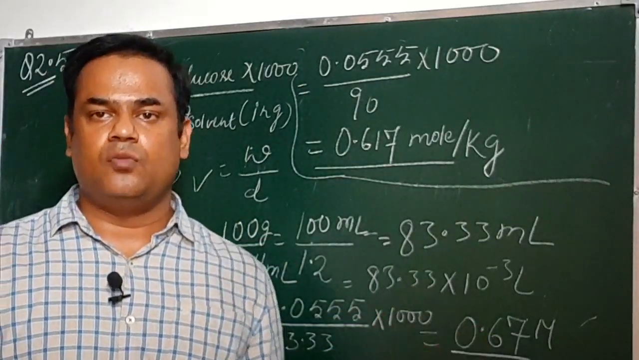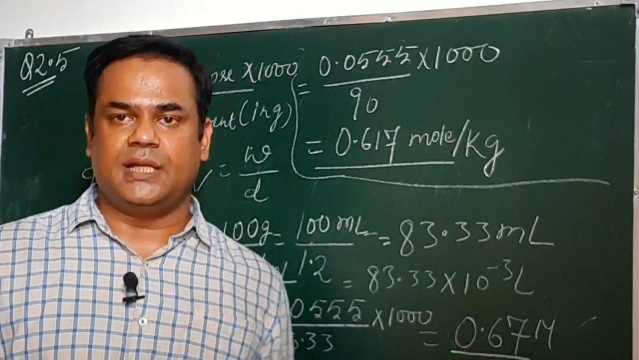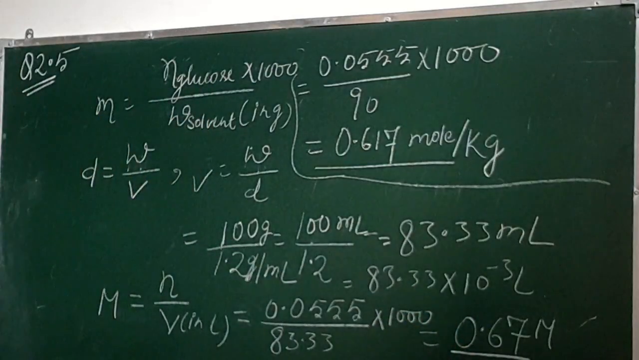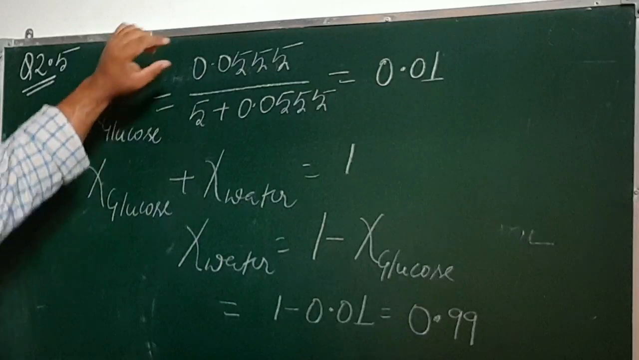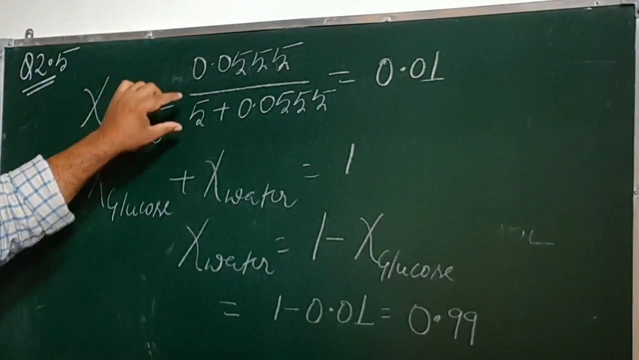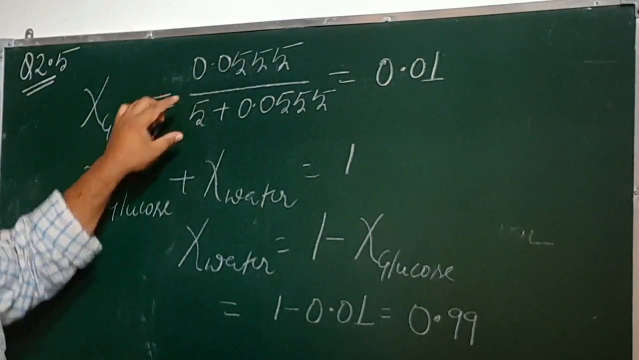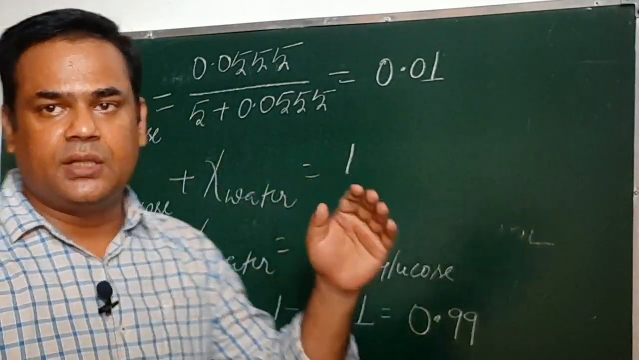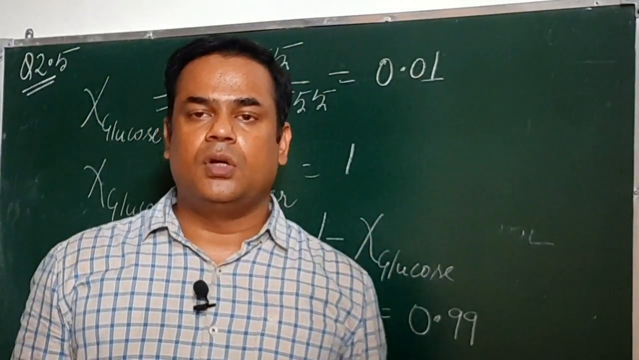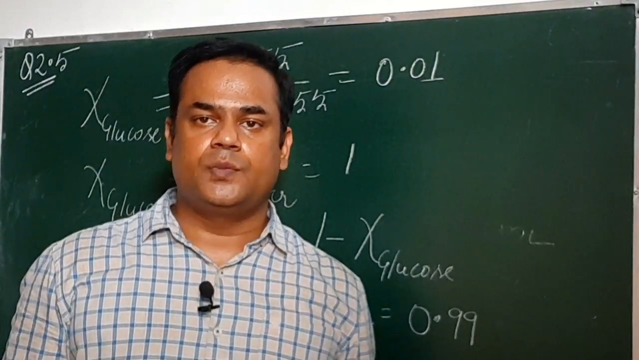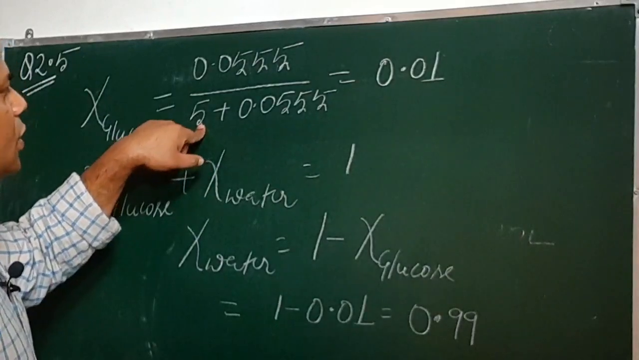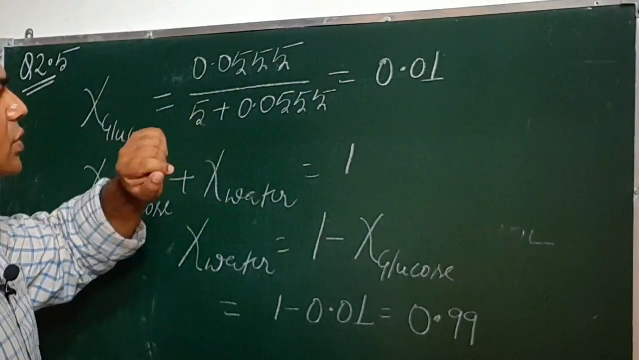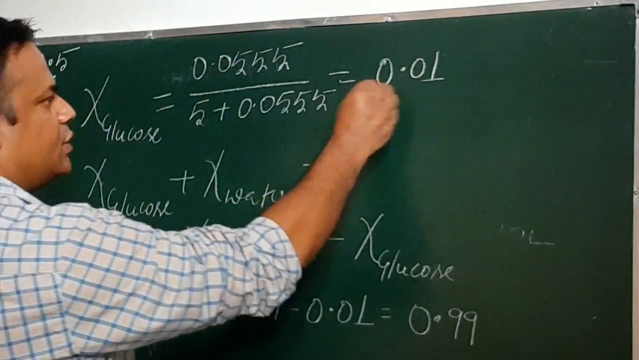Now we will calculate mole fraction of glucose as well as water. Mole fraction of glucose will be equal to number of moles of glucose divided by total moles of solution. We all know that we have prepared solution by mixing glucose and water. So total moles of solution will be moles of glucose plus moles of water. On solving we will get 0.01.